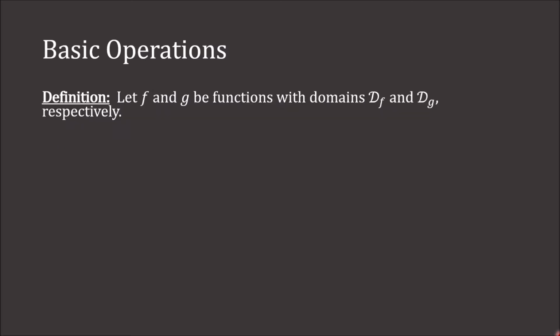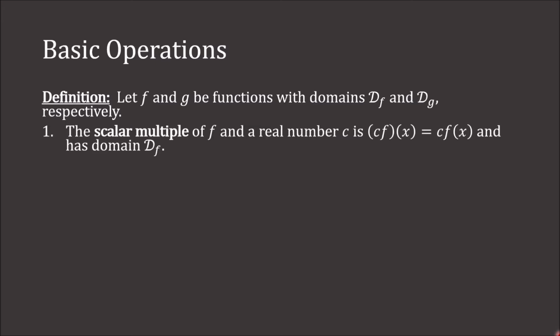In fact, we can. So if we let f and g be functions with domain Df and Dg respectively, the scalar multiple of f and a real number c is cf. So the function itself is called cf, and this is just simply the constant c times the function f of x. And its domain is the same as the domain of f.